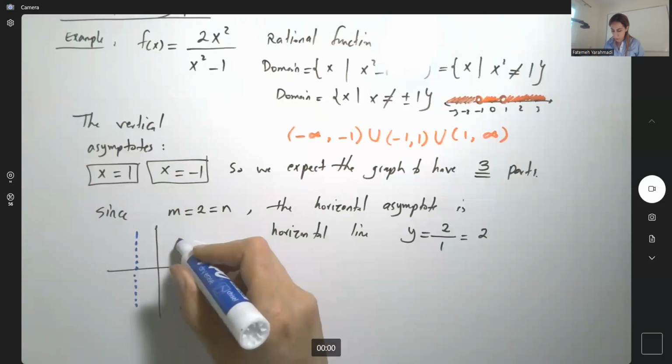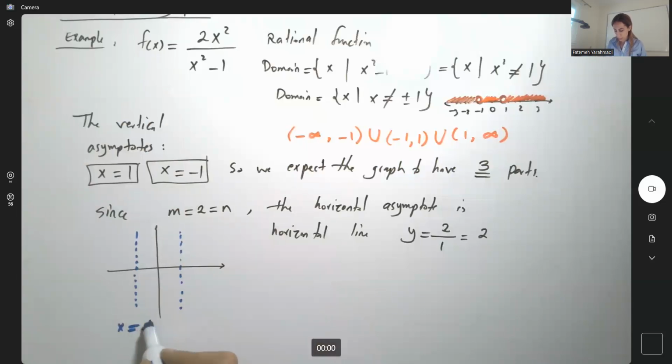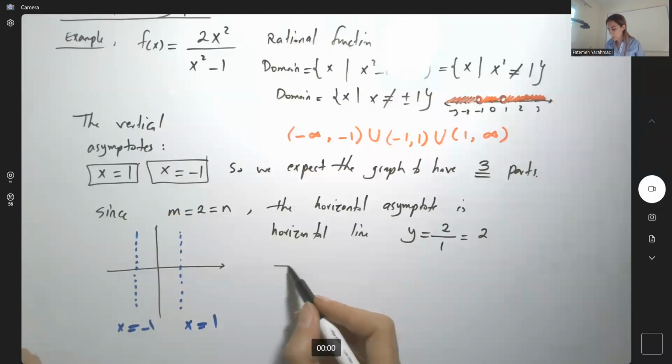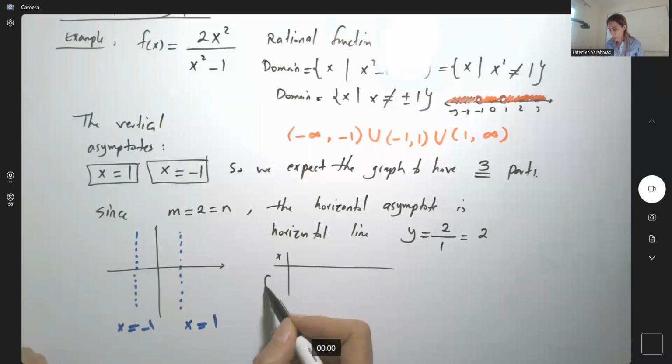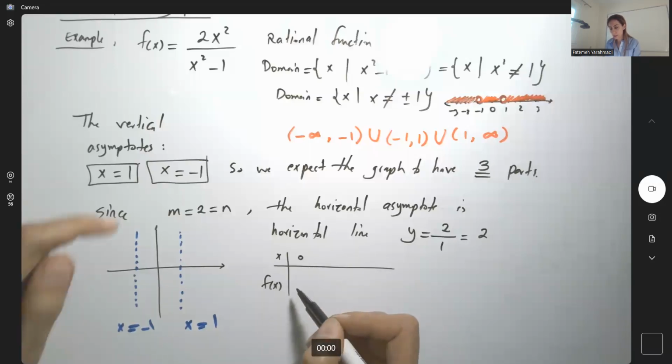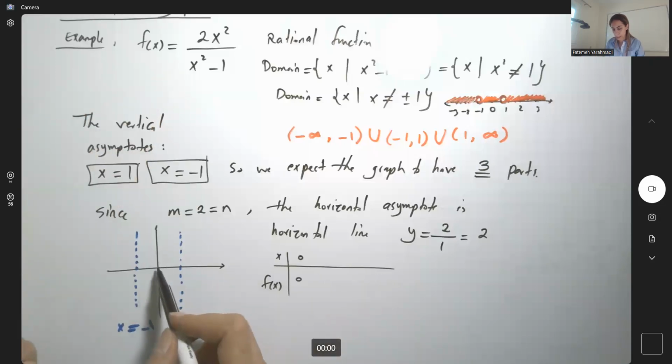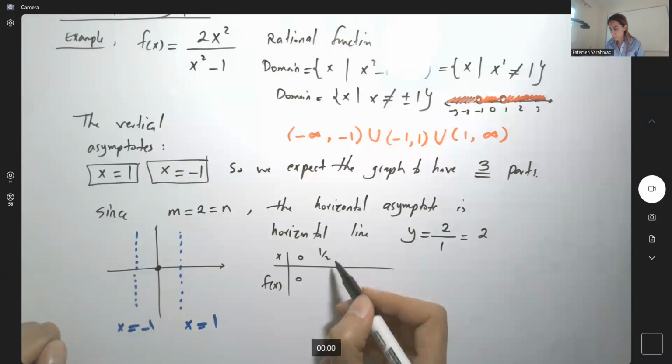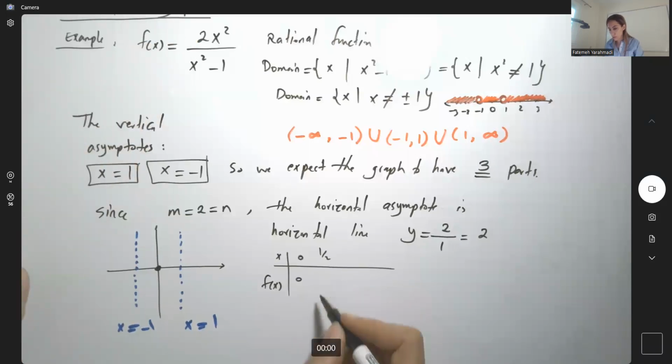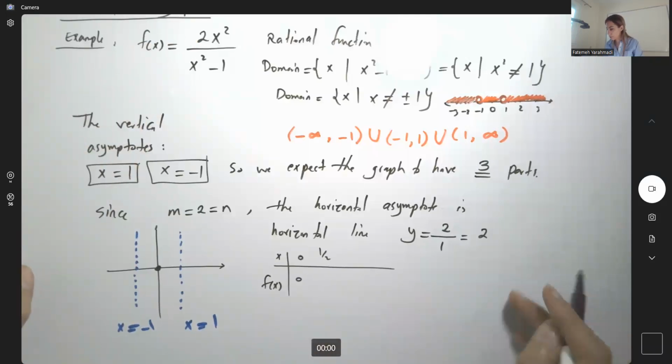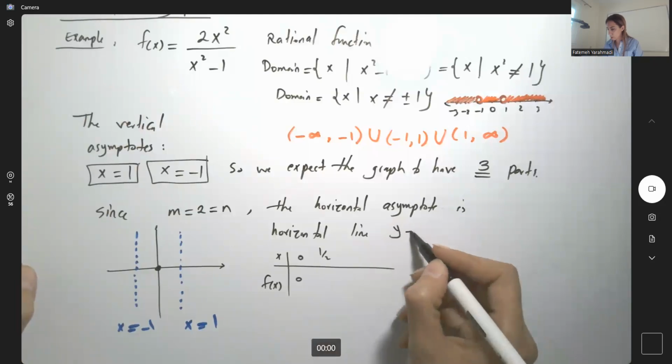x equals 1, x equals negative 1. These two are vertical asymptotes that we have. So, for example, let us plug in 0, x and f of x. If x is equal to 0, I get 0 back, 0 and 0. If I plug in a half, what do I get? Let's do the algebra here.